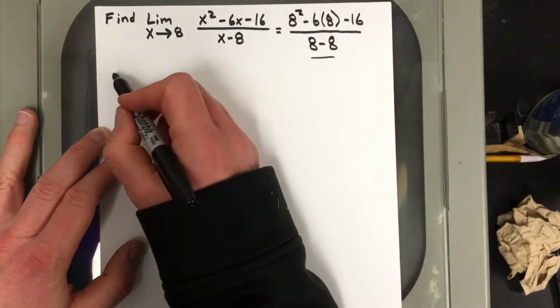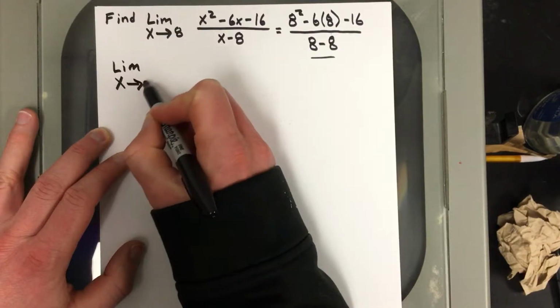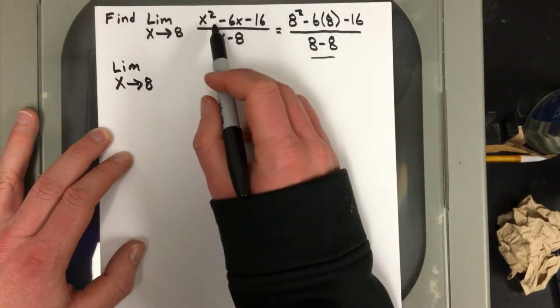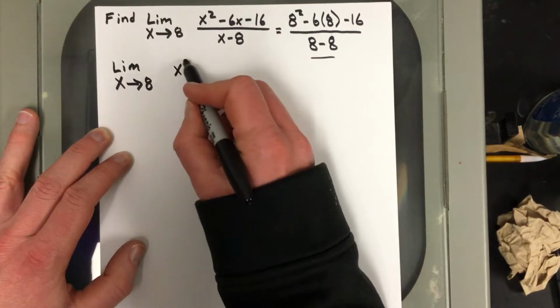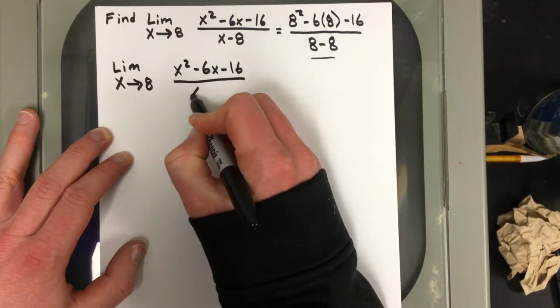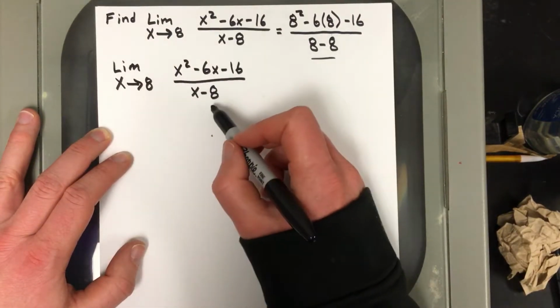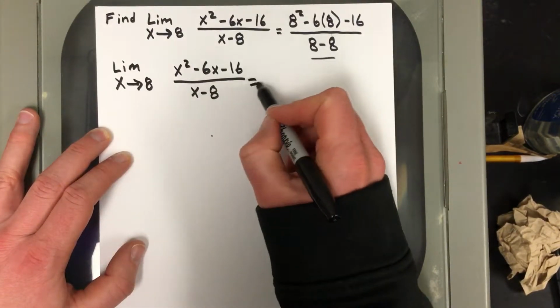So the first thing we'll do is we'll say, all right, limit as x goes to 8. And we're going to take this function, write it down, and then we're going to factor it. Remember, I said factoring is the easiest way. In previous videos I've said factoring is the easiest way to simplify things. We really want to try and cancel this.